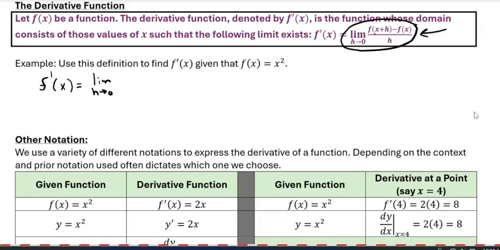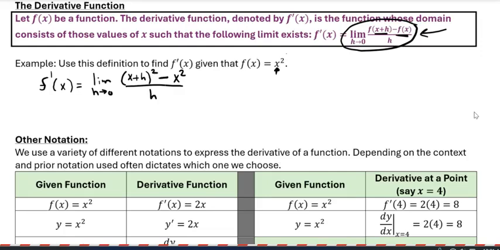f of x plus h. We're going to put x plus h into the function here, right? So it's going to be x plus h squared minus just f of x, just the regular function by itself. That's just x squared, over h. So we need to find this limit.